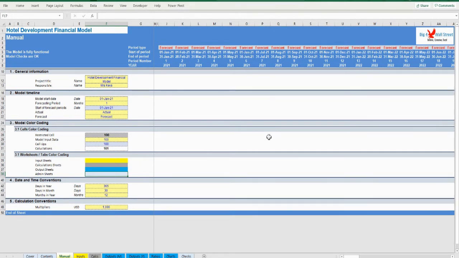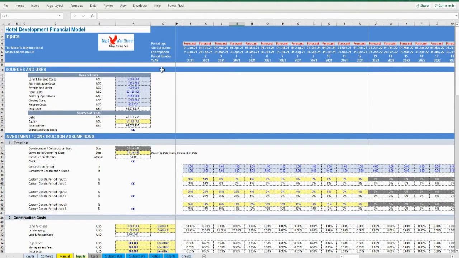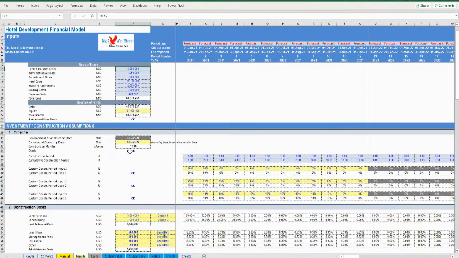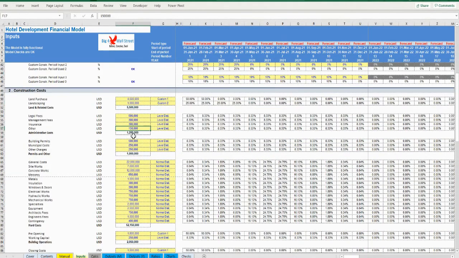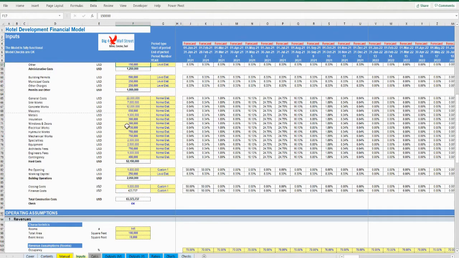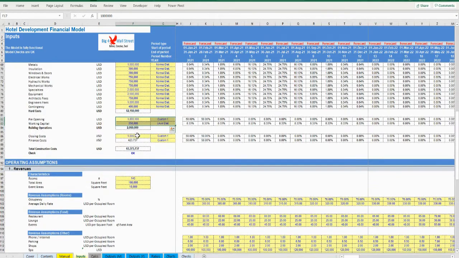Moving on to the Inputs tab, you can adjust the various assumptions of the model based on the specifications and requirements of your business. In yellow, whatever can be amended as an assumption. So effectively you can adjust a set of inputs such as construction costs, land and related costs, administrative costs, permits and other hard costs, building operations, closing costs, finance costs, and the relevant debt gearing of the financing.